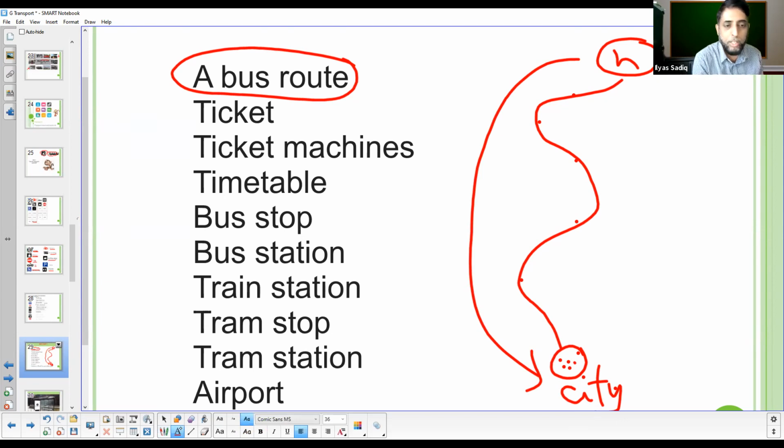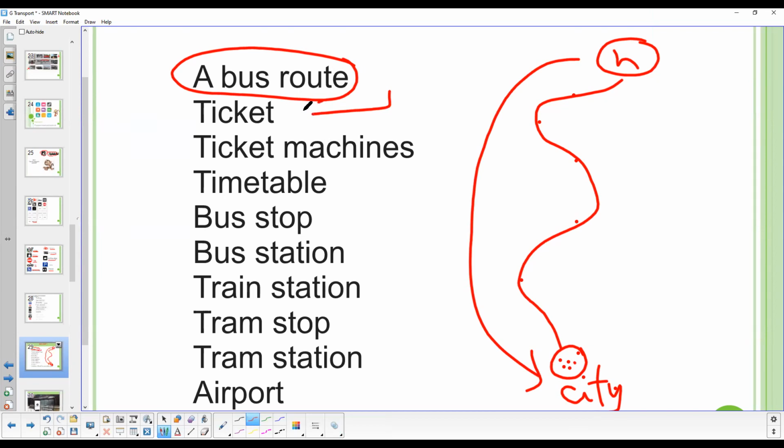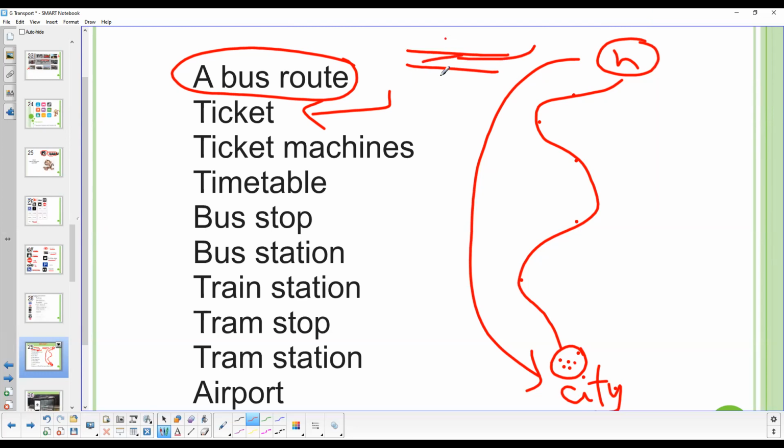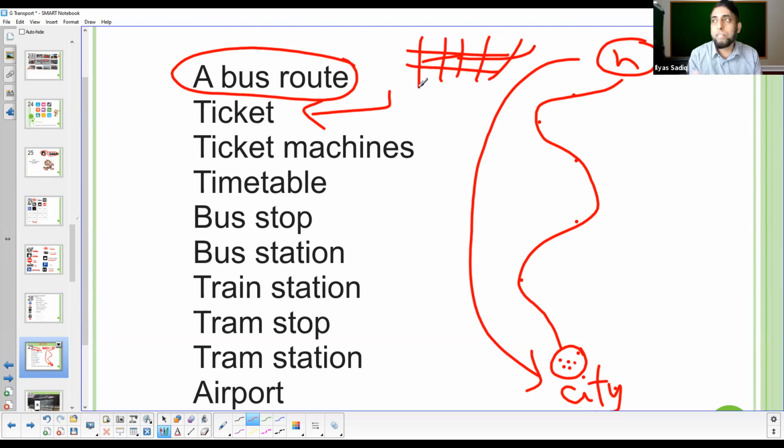Okay, then is the ticket. You understand what a ticket is, right? Sorry, a road line? It's a route. Like a line for the bus? No. A bus lane is different from a bus route. It's not the lane where the bus drives. It's not the road. Route means the way, as I explained here.